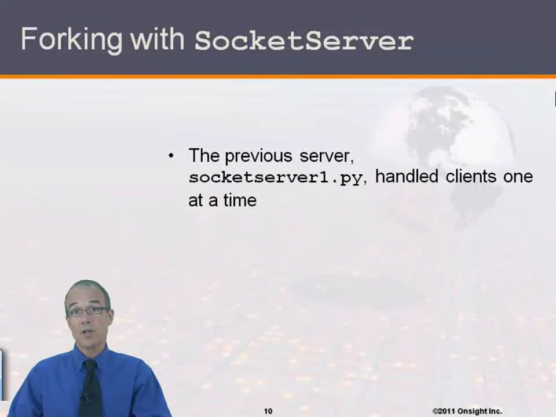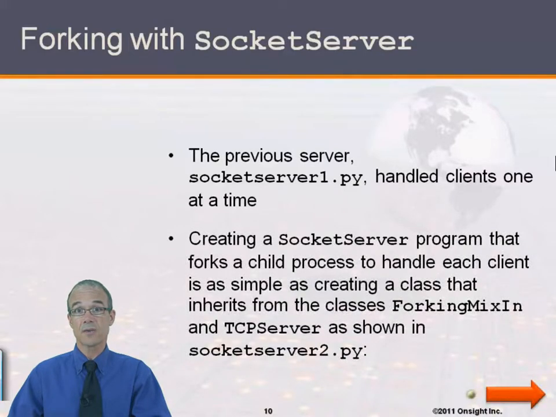The previous example we looked at handled clients serially, or one at a time. It's really very easy to write a SocketServer program that handles clients by forking child processes. All you have to do is inherit the class ForkingMixIn and TCPServer, and that's all it takes. And then the child processes will be forked to handle the client connections. Let's look at an example.